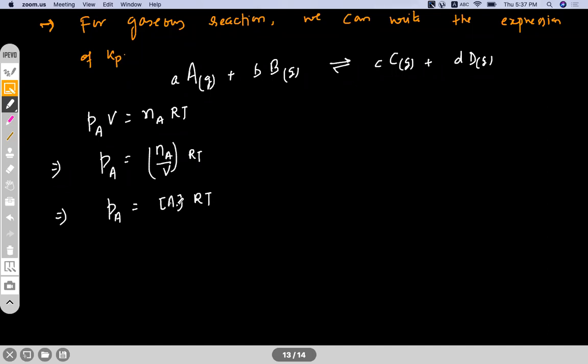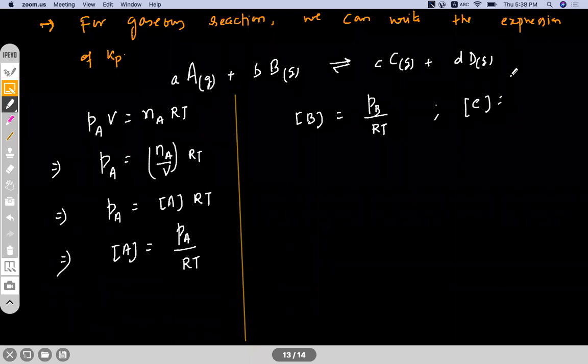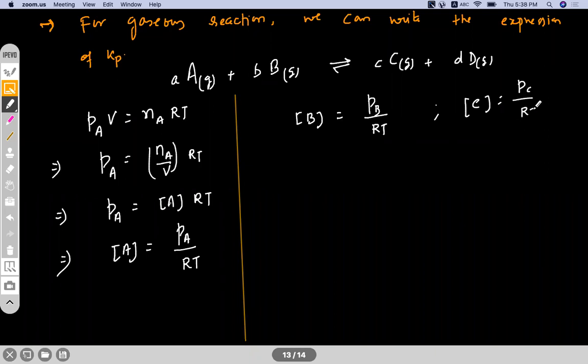So what is the concentration of A? We'll have PA by RT. What is PA? PA is the partial pressure of A. Is it fine? Any doubt in this? So what would be the expression of concentration of B? It is PB by RT. Concentration of C is PC by RT. And concentration of D is PD by RT.